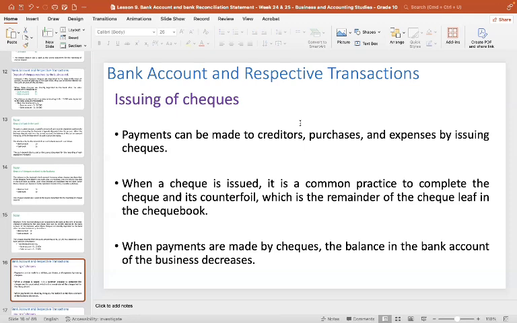Okay. Now, when you take a checkbook, the specialty is that you have two parts in a checkbook. One is the counterfoil, which is a separate part, and the next part is the check itself.